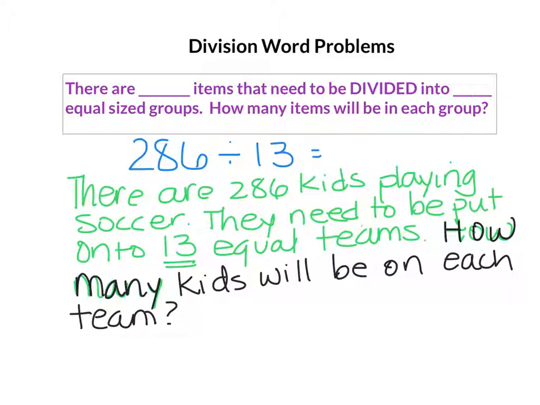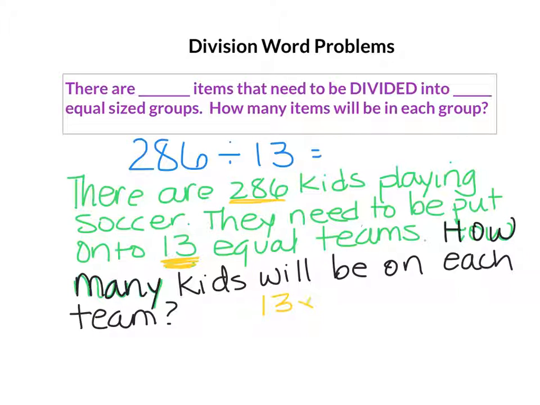All right, so here's my word problem. There are 286 kids playing soccer. They need to be put on 13 equal-sized teams. How many kids will be on each team?